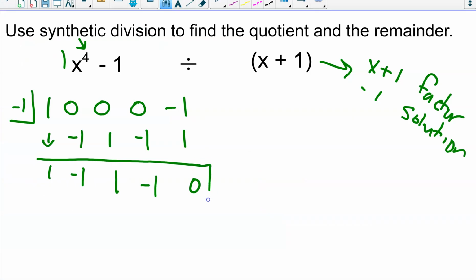Sorry, I don't know why it keeps doing that. I always show that boxed in. That is our remainder.